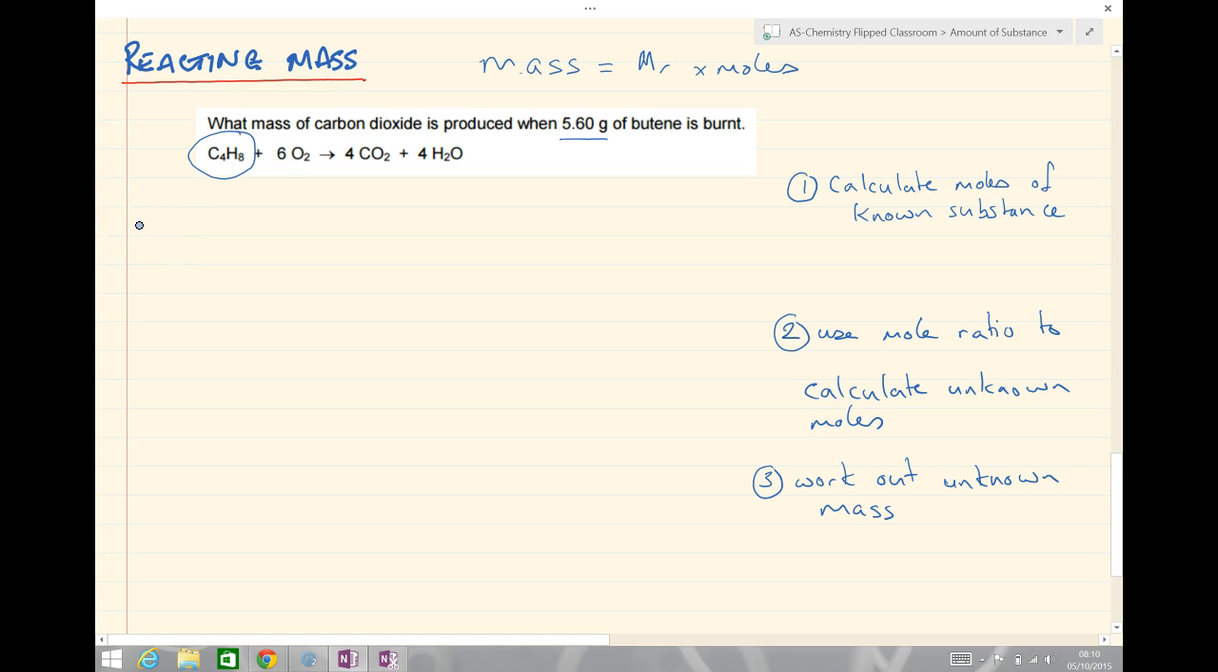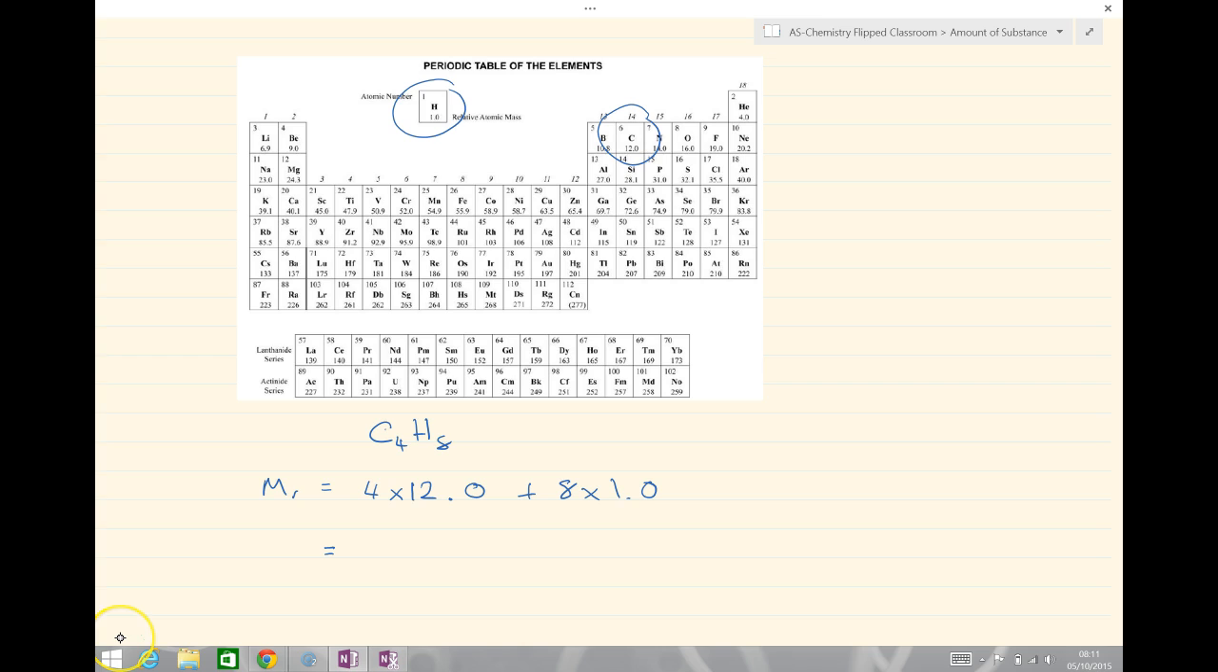So step 1 is to work out the moles of a known substance, and we know about the butene. So we've got moles of C4H8 is equal to the mass over the Mr. We know the mass is 5.60 grams, and we will go and calculate now the Mr. This time then, C4H8, we have 4 lots of carbon, 4 times 12.0, plus 8 lots of hydrogen, which is 8 times 1.0, and we end up with a molecular mass of 56.0 grams per mole, which we can use in our equation.